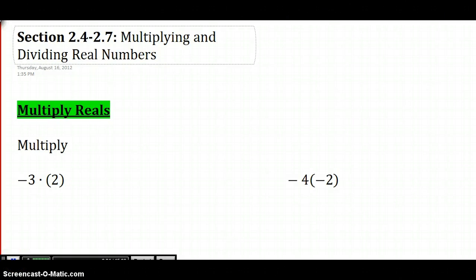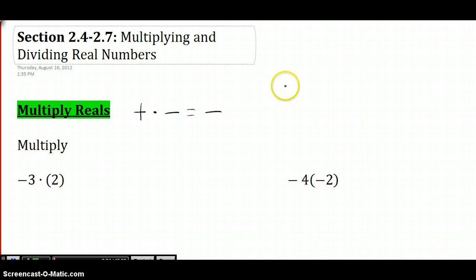Sections 2.4 through 2.7 are all about multiplying and dividing real numbers. First, I'm going to do a simple review about multiplying real numbers. You know that if you multiply two things that have opposite signs, so if you multiply something that's positive and something that's negative, it's going to equal a negative answer.